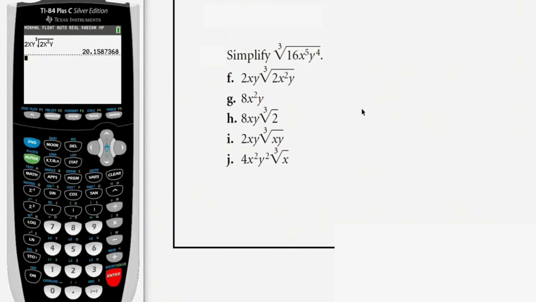20.15 exactly. So the correct option is what? Option F. This is basically how you can do this using the TI-84 Plus CE calculator. Hope there's something interesting from this video. Let's call it a video guys.